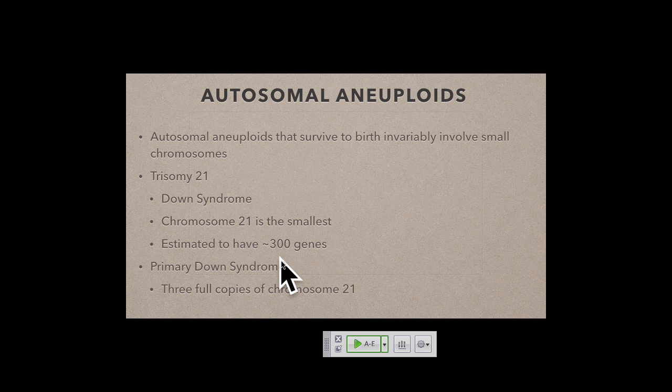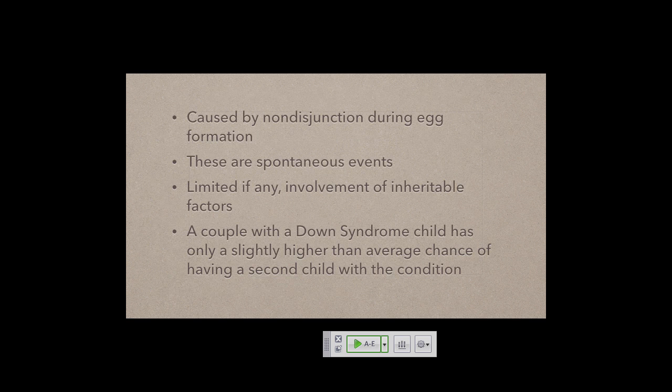It only carries about 300 genes, and so this is probably why it can be tolerated. Now, one of the things we still don't quite understand is that the degree of severity with Down syndrome isn't easily predicted based on this aneuploidy. So in some situations, the clinical symptoms can be very mild. Sometimes it can be very profound. They believe that the most likely cause is non-disjunction through the eggs. We've talked about that before.